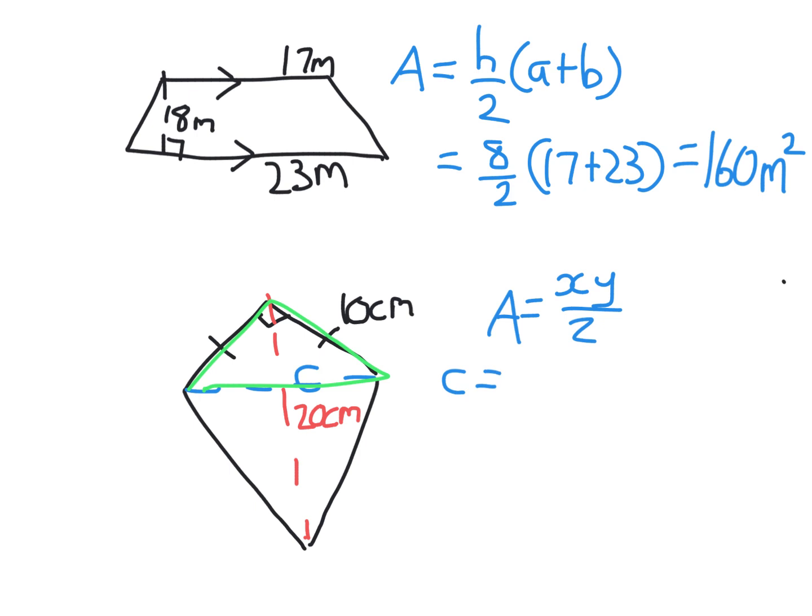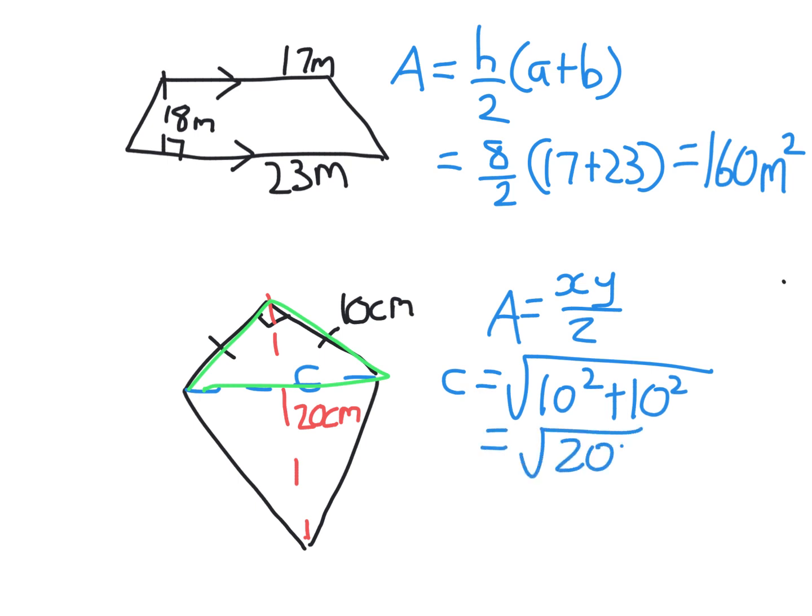So longer side is equal to the square root of shorter side squared plus shorter side squared. So 10 squared plus 10 squared is root 200. I want to use this instead of the rounded version, 14.14 etc., because I'm going to use this in a subsequent step and I want it to be accurate.